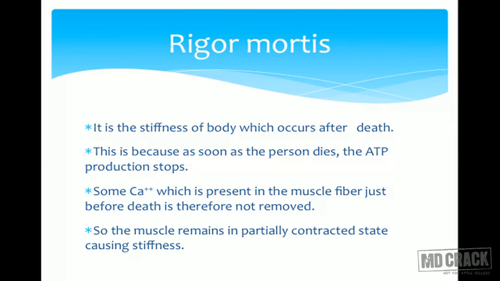The clinical picture related to that is rigor mortis. You might have heard about rigor mortis. What is rigor mortis? It is the stiffness which occurs after death. Why does that stiffness occur? For that you have to understand the process of contraction and relaxation. Whenever the person is living, the person has a particular posture, and this posture is because of the partial contraction of some muscles. Your muscles are not totally relaxed.